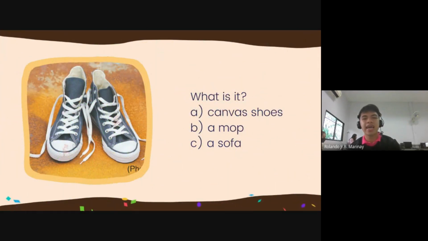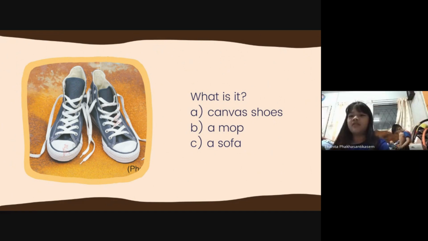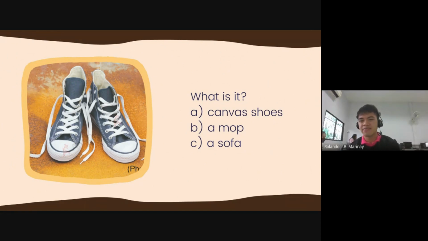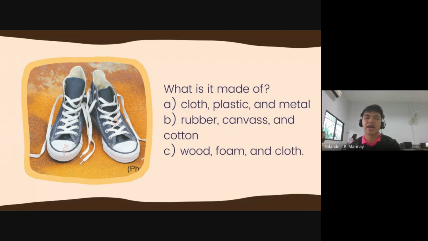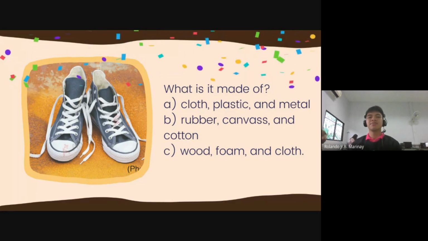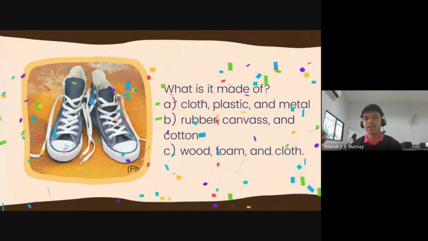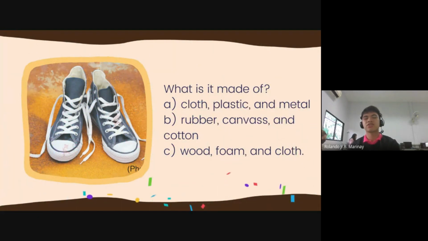Next number. What is it? Is it A, canvas shoes, B, a mop? Okay, it's A, canvas shoes. What are the materials of the canvas shoes? Somebody says B. Okay, it's letter B. Rubber, canvas, and cotton. That's why it's called canvas shoes, because it's made of canvas. All right. We have rubber, canvas, and cotton.